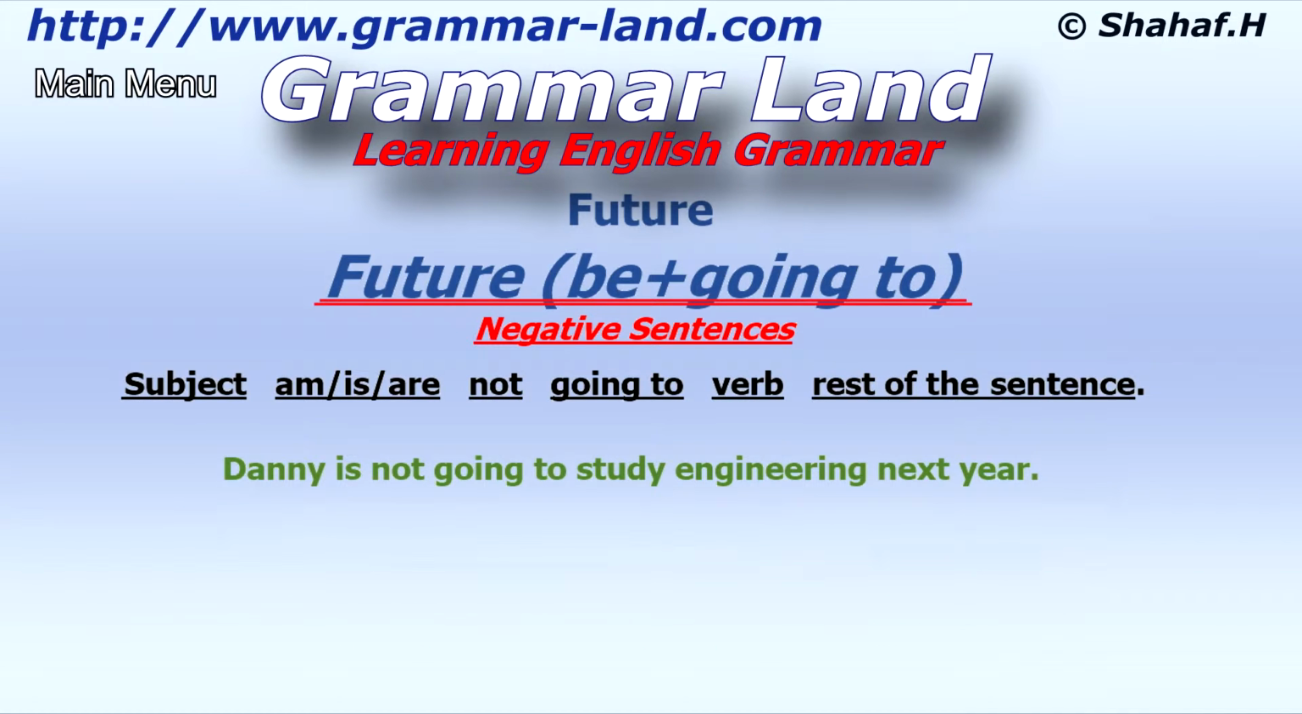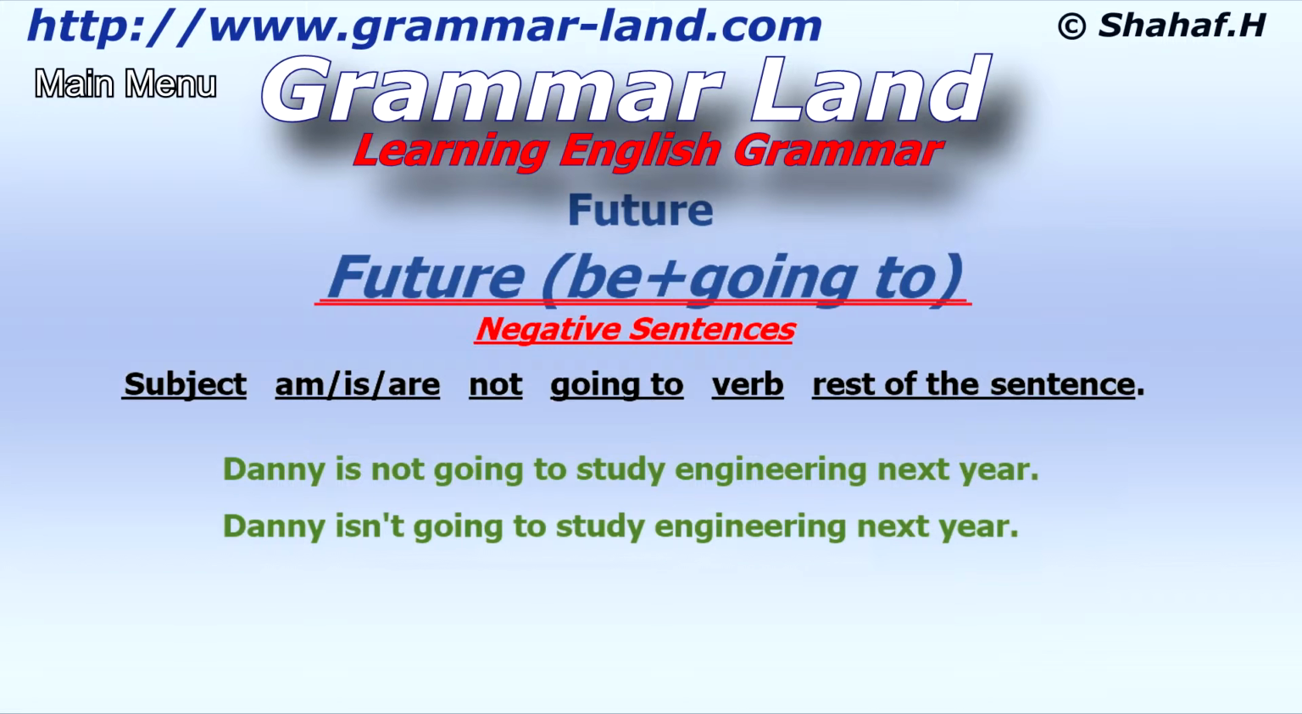Danny is not going to study engineering next year, or, Danny isn't going to study engineering next year. Danny is a he, so we use is not, or isn't. Then comes going to. No need to mention that the verb study, stays as it is, in its basic form.